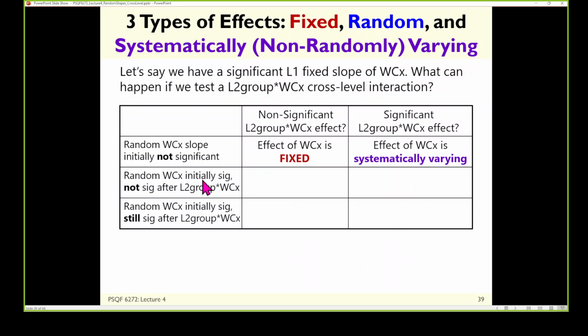Second scenario, what if you had a random slope? So it looks like there were differences to be explained in this within school effect, and it became not significant or even 0 after adding in the cross-level interaction. Would that be a good thing or a bad thing? So I had a random slope, I put in a cross-level interaction, and the random slope variance that was left over is 0 or very close to it. Do you think that's good or bad?